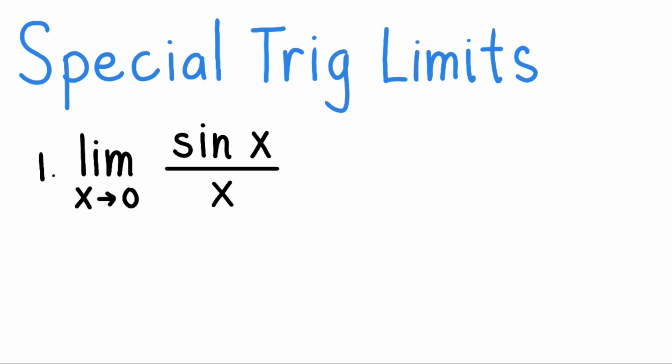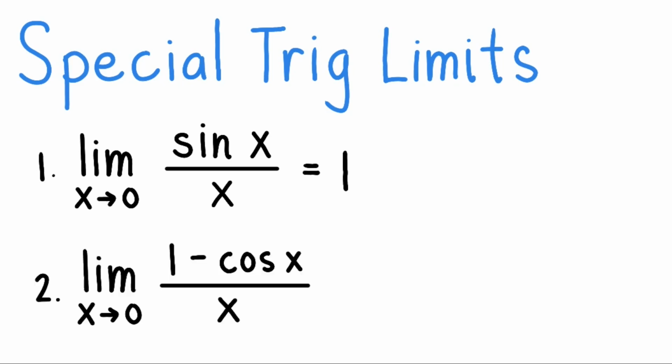Hello there. So far, we have learned what and how to derive the special trigonometric limits. Namely, these are first, the limit of sine x over x as x approaches 0 is 1, and second, the limit of 1 minus cosine x all over x as x approaches 0 is equal to 0.